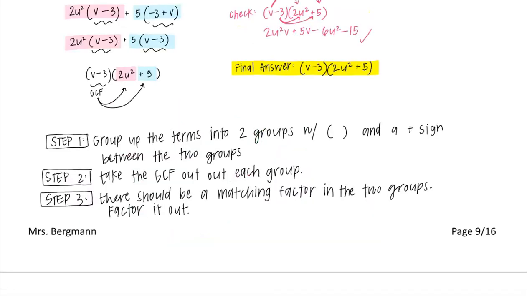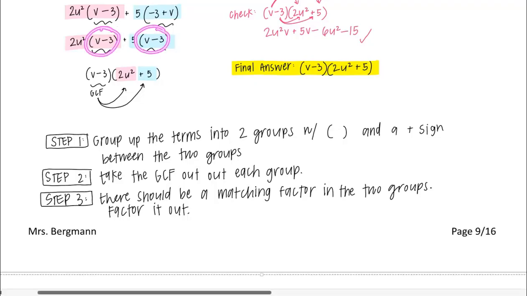To help you out, I wrote out steps for you to follow when you're factoring by grouping. You're going to group up the terms into 2 groups with parentheses and a plus sign between the 2 groups. You might want to consider using a highlighter to highlight each group a different color. After that, you take the GCF out of each group. Next, there should be a matching factor in the 2 groups. Like in the last one, it had a matching factor of v minus 3. You factor this out.